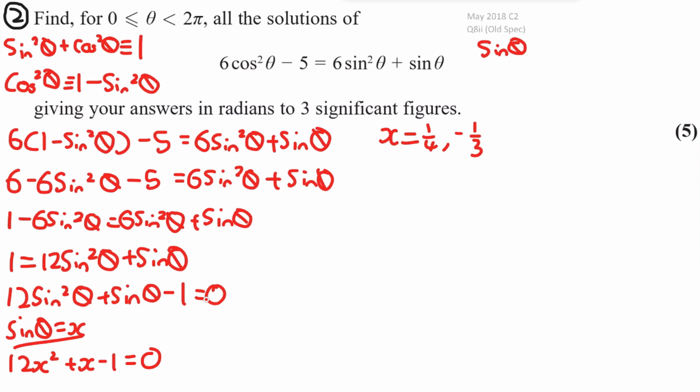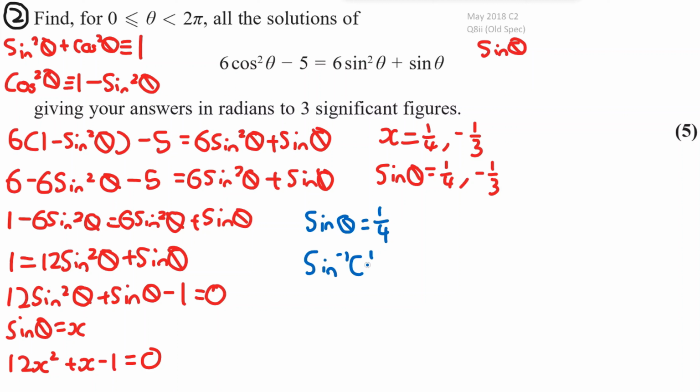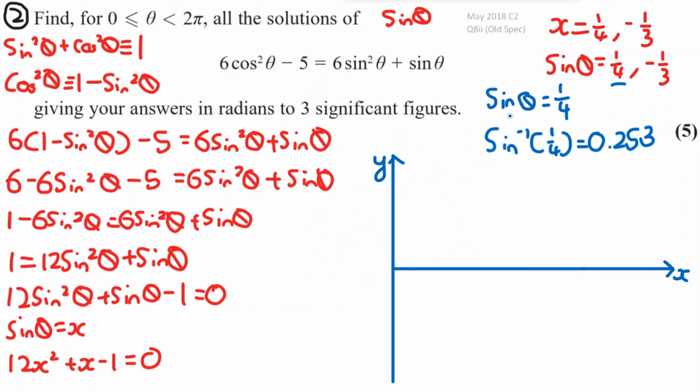And as x is equal to sin theta, this means that sin theta is equal to a quarter and minus 1 over 3. So therefore we have got two values that sin theta can be equal to, so we have to solve it for both of them. So let's first start with sin theta is equal to a quarter, and the inverse sin of a quarter, if your calculator is in radians mode, is equal to 0.253.